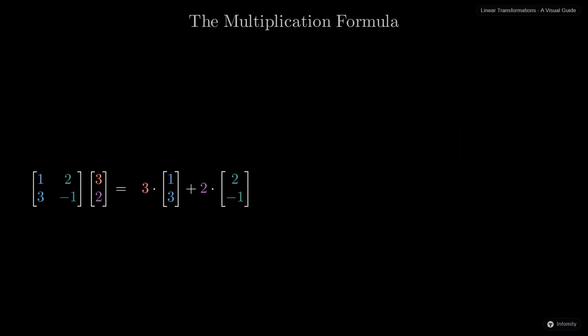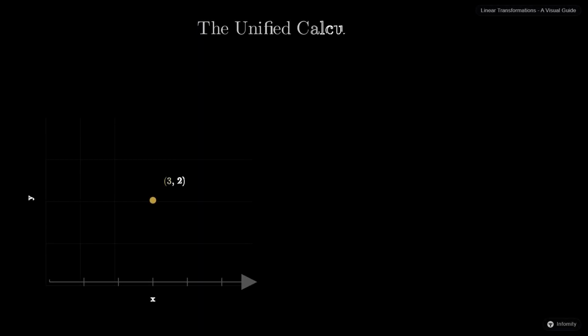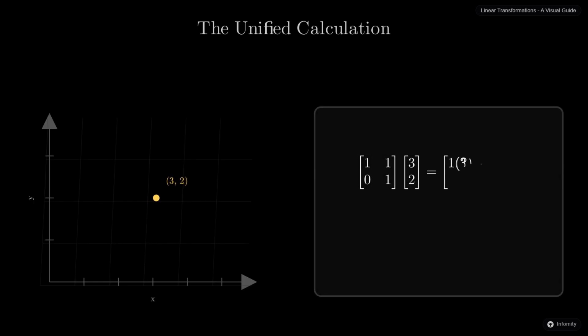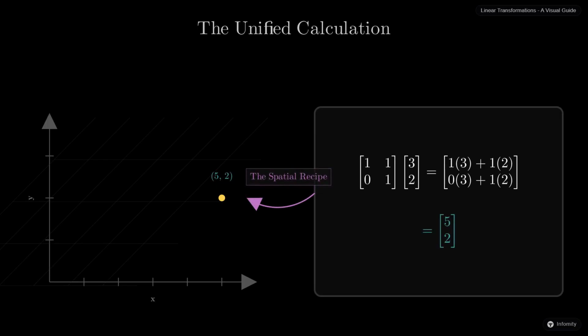Now we can understand matrix multiplication. When we multiply a matrix by a vector, we are just executing our coordinate recipe. We take our x-coordinate, 3, and multiply it by the first column, then add our y-coordinate, 2, times the second column. This is the ultimate connection. The formula on the right is not just a list of operations, it is the exact recipe of the spatial morphing on the left. The algebra and the geometry are two sides of the same coin, showing us exactly where our point lands on the stretched sheet.